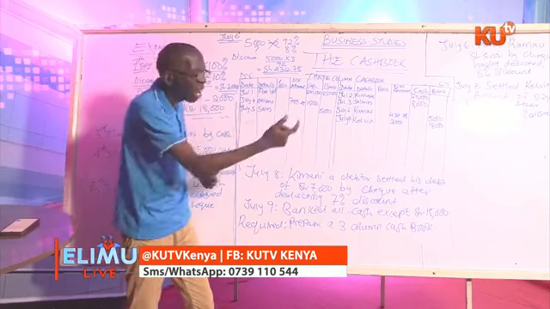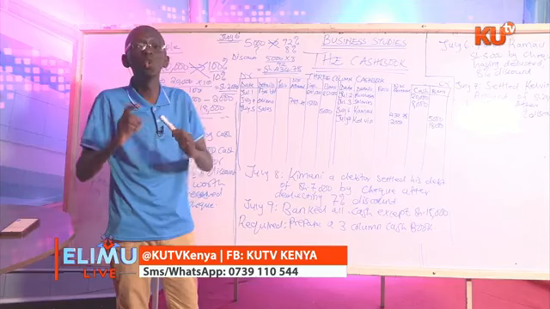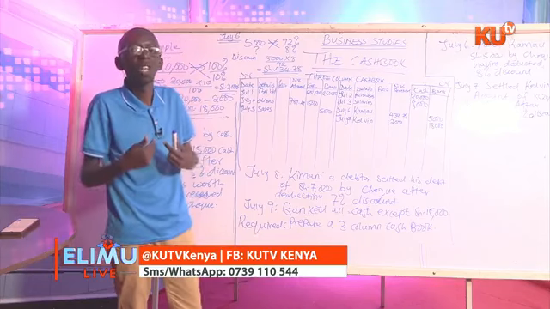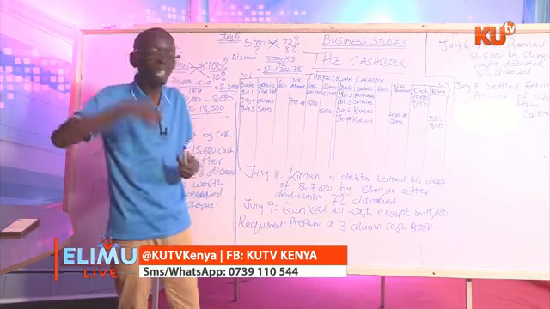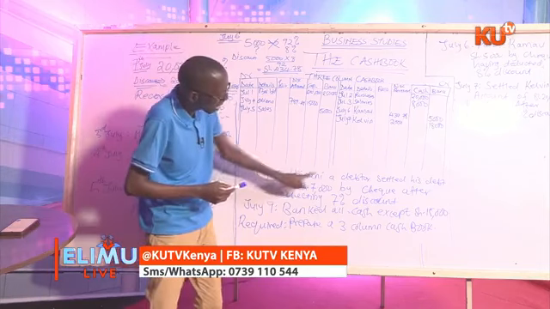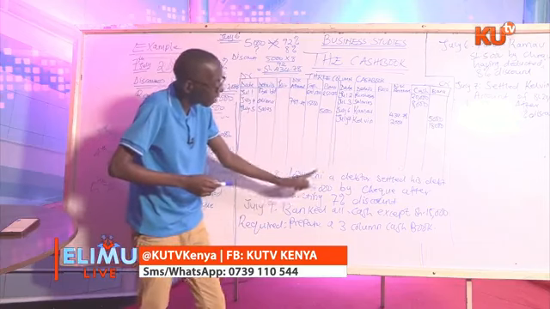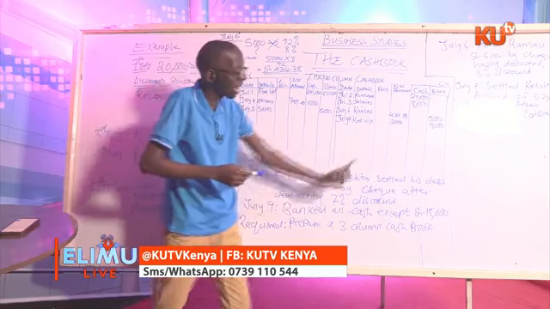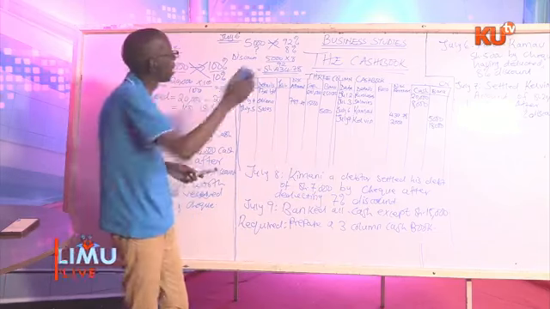Kimani Adera. Who is Adera? Adera is someone who owes you money. If I owe you money, I'm your debtor. If you owe me money, you are my debtor. So Kimani Adera settled his debt of 7,000 by check after deducting 7% discount. Let us calculate for the debtor.